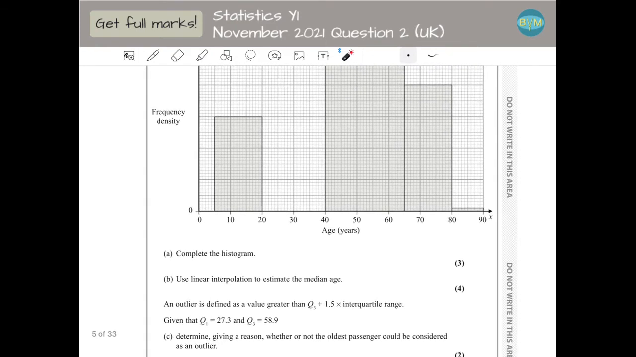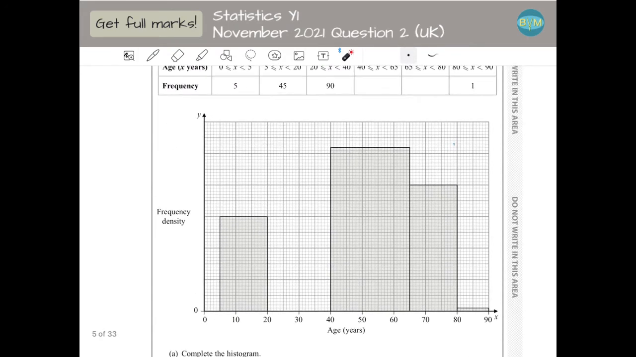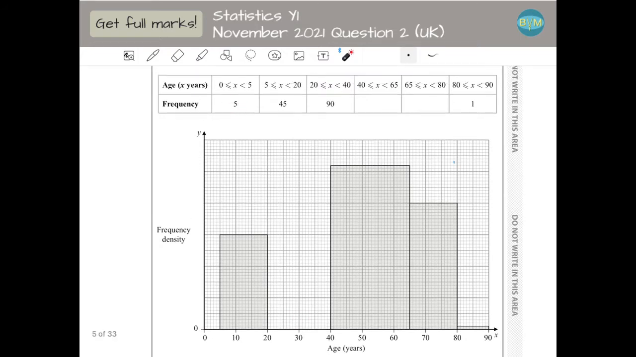The first thing they say is complete the histogram. So I'm maybe missing something here and maybe something here. I have 5 people between 0 and 5, so I'm missing one bar here that represents 5 people. To know how to represent 5 people, I will need to use any of the bars that are already drawn and see how many squares per person, something that tells me the density. I would use this one because it has one person, so it would be the easiest.